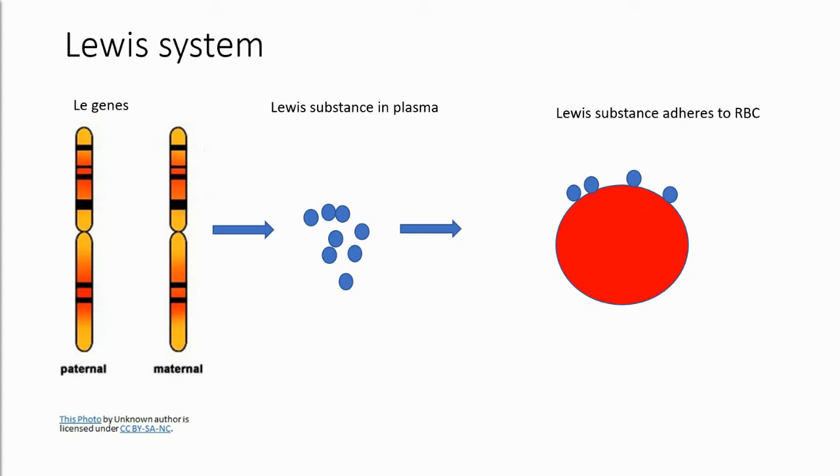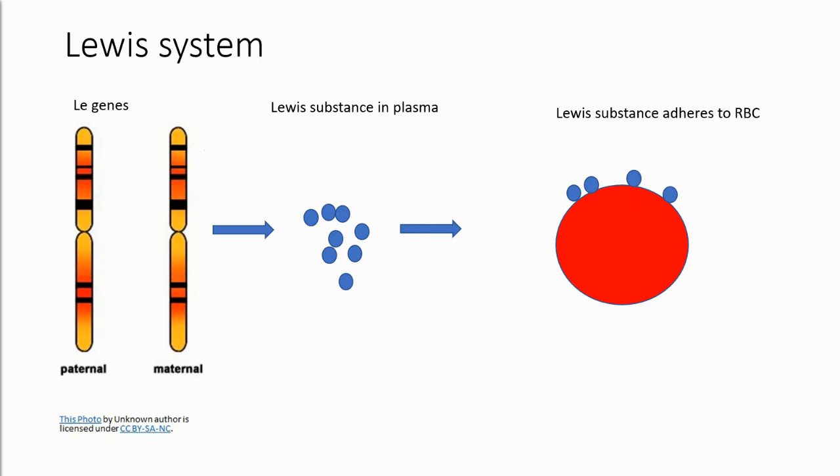The Lewis antigen system is based upon two genes on chromosome 19, FUT3 or the Lewis gene, and FUT2 or the secretor gene. The proteins produced by FUT2 and FUT3 modify type 1 oligosaccharide chains to create the Lewis antigens. These oligosaccharide chains are similar to the ABO blood system.